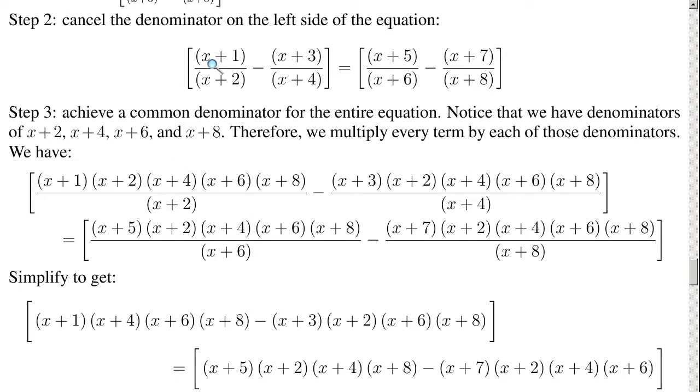So for the first term, x plus 1, we're going to multiply by x plus 2, x plus 4, x plus 6, and x plus 8. That's why I have this, this, and this here. And then for our second term, (x plus 3) over (x plus 4), I'm going to multiply by what? Well, you guessed it, x plus 2 times x plus 4 times x plus 6 times x plus 8. And then for this term, I do the same thing, and for this term as well. Okay. Wow. So now what do we do?